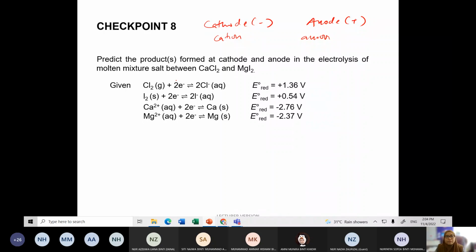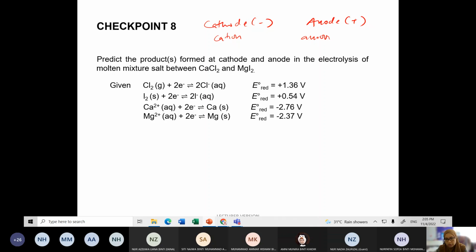Okay, and we don't have water in this mixture of salt because it is molten. It's not a solution. If it is a solution, that means we have water in it, and we have to consider the water as well to be discharged at the cathode or anode or both. So we have to separate them into cations and anions first. And then from there, we have to choose which of these ions will be discharged at the cathode and which at the anode.